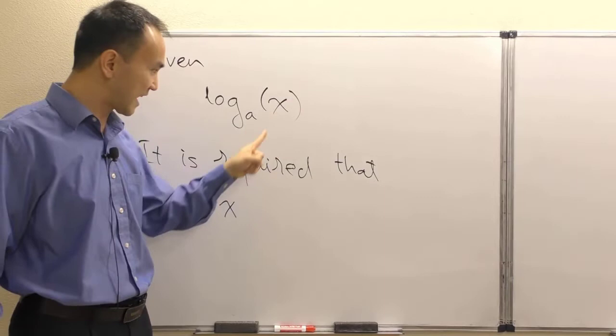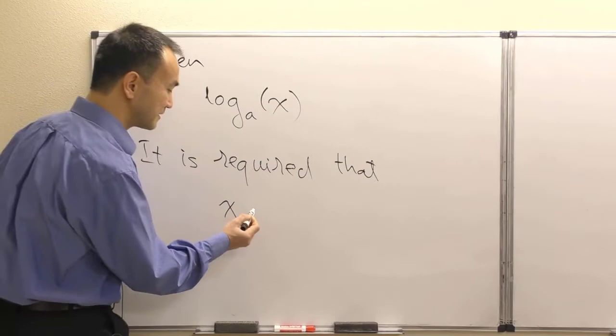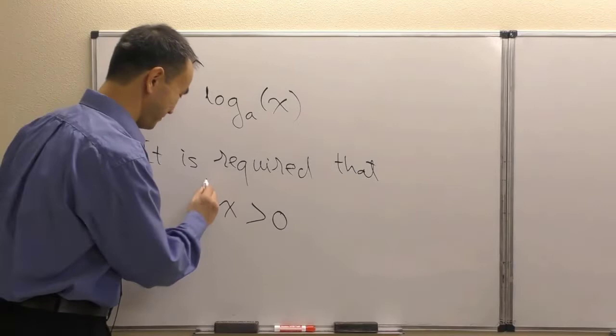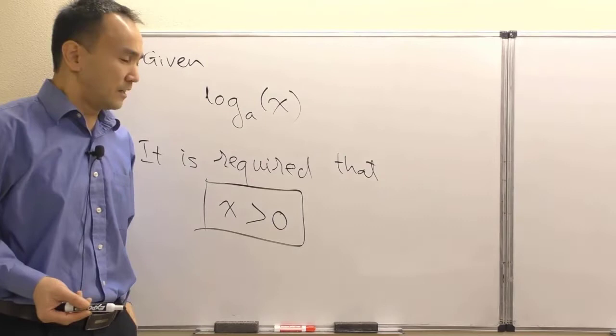So, log base a of x. Anytime we're doing log base a of x, it is required that the number has to be positive, positive only. And this is very important. That's why I was saying earlier, it's a very underlying property right there. It's very important. But let's try to understand why.